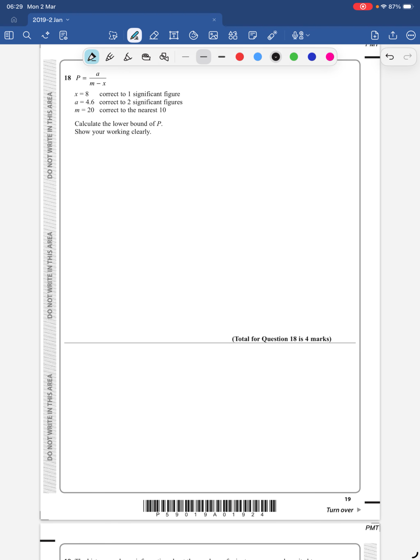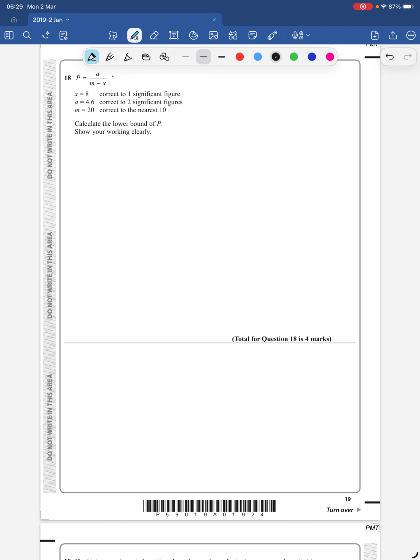Okay, these are very standard questions, just got to go carefully. We have various values with certain degrees of precision. We've got some expression for p here, and we need to calculate the lower bound of p.